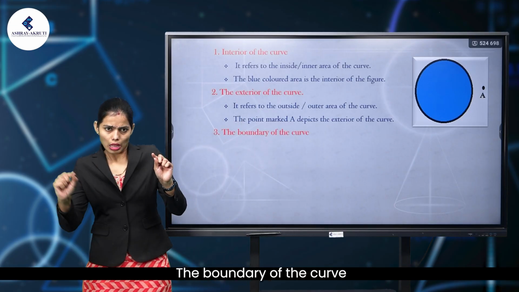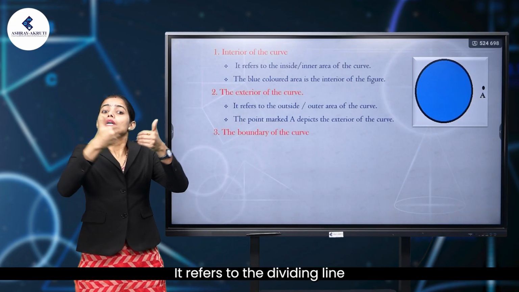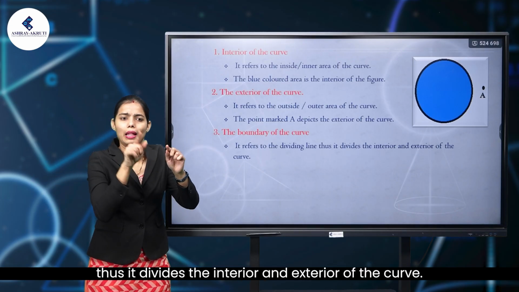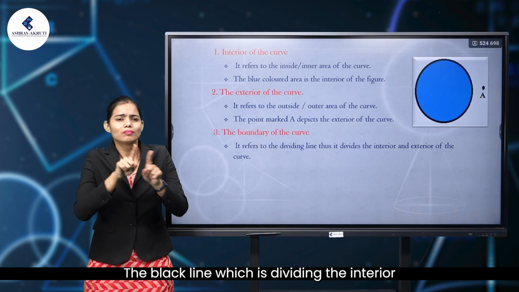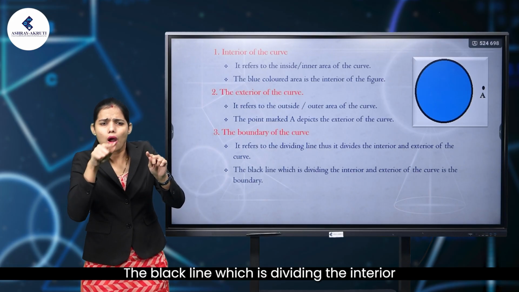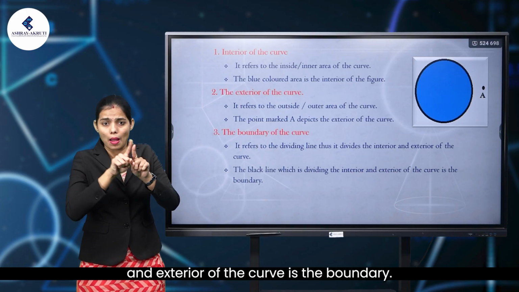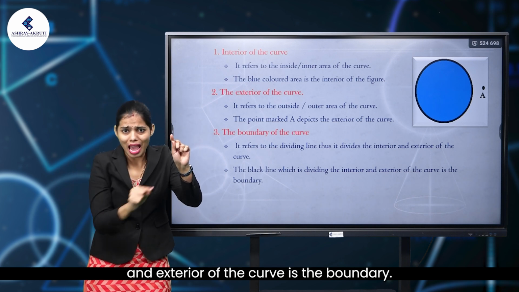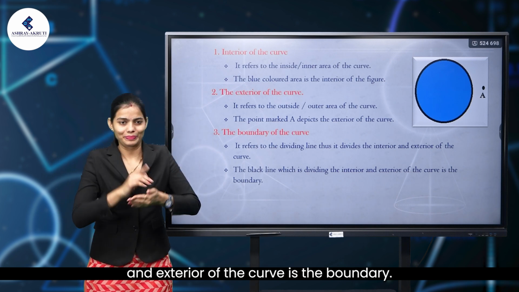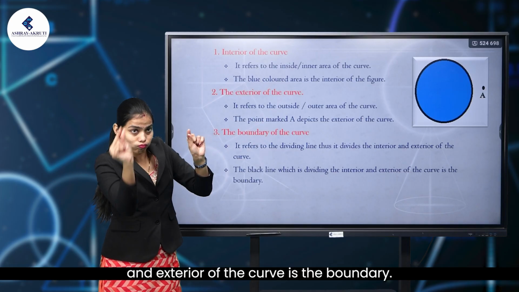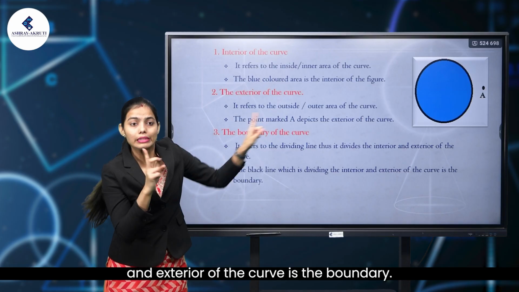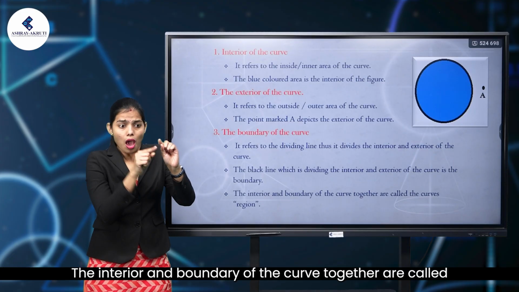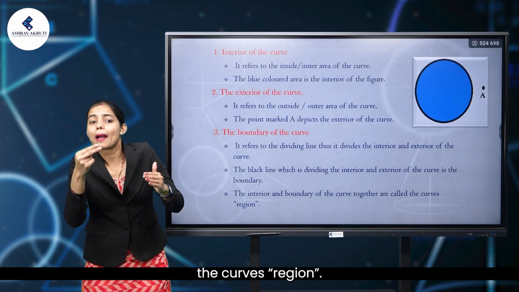The boundary of the curve. It refers to the dividing line, thus it divides the interior and exterior of the curve. The black line, which is dividing the interior and exterior of the curve, is the boundary. The interior and boundary of the curve together are called the curve's region.